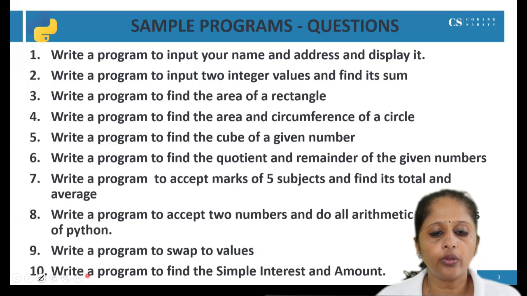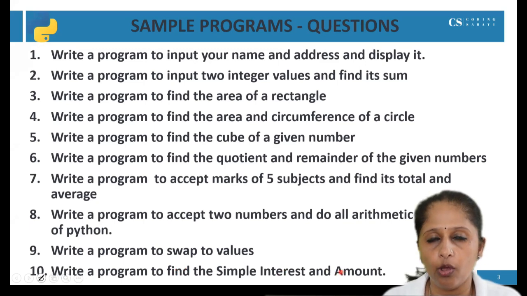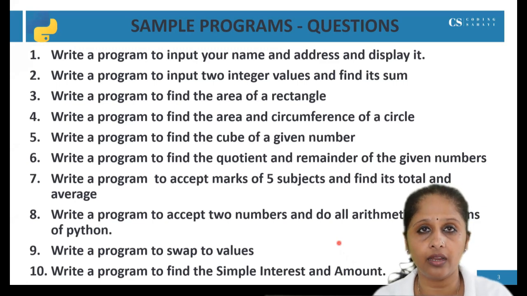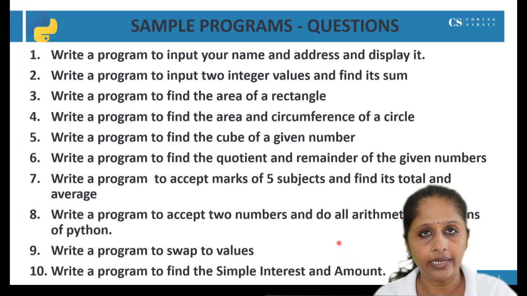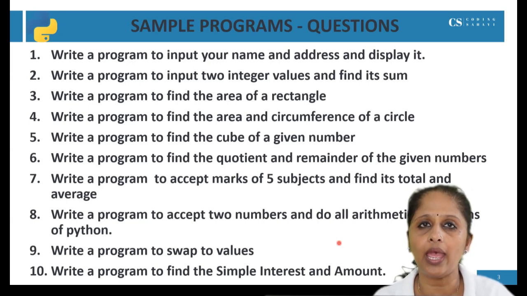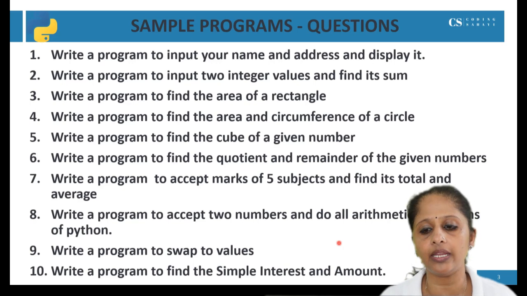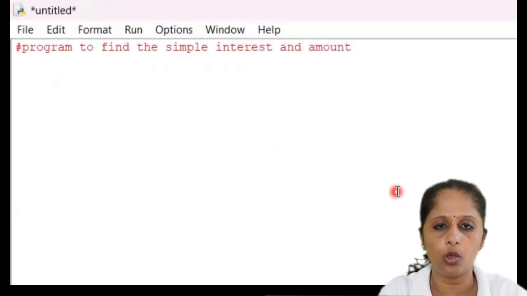So the next program is to write a program to find the simple interest and amount. What is the equation to find the simple interest? It is PTR, principal amount into terms into rate of interest. Then to find the amount, that is after finding out the simple interest, you have to add that to the principal amount, that is the amount. Okay, so let's write the program to find the simple interest and amount.